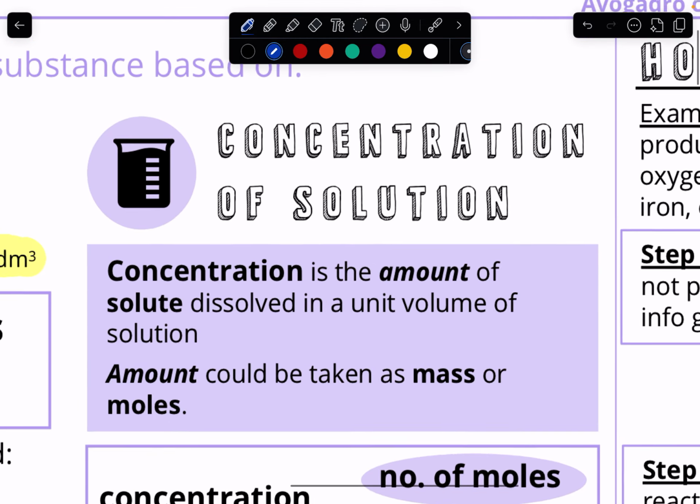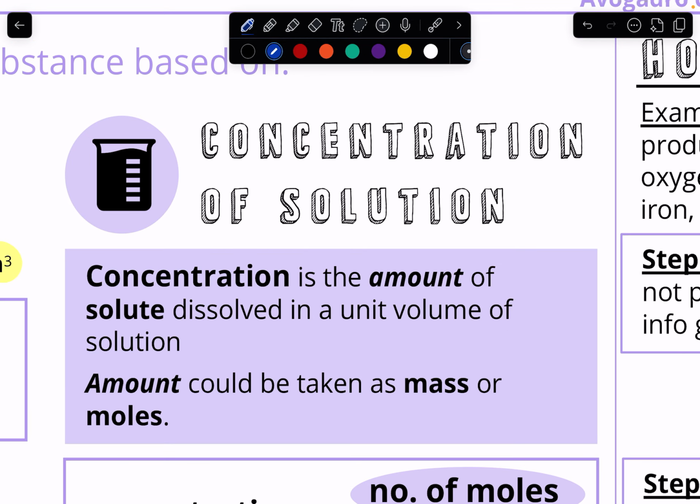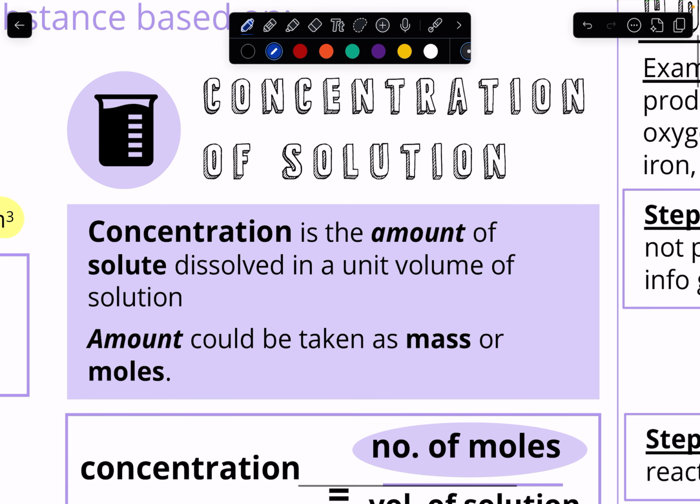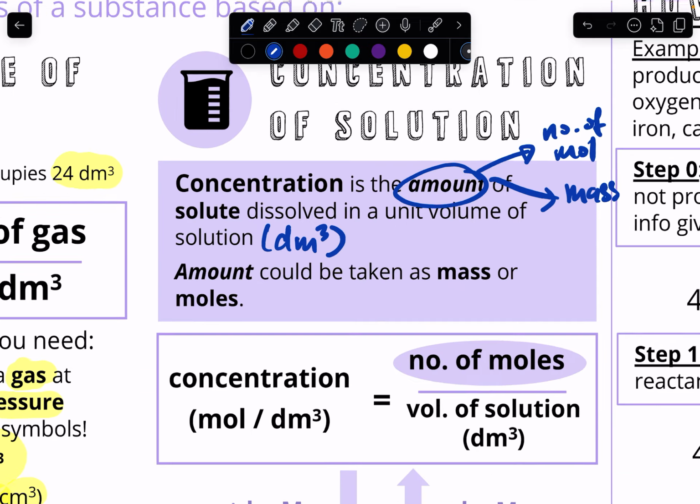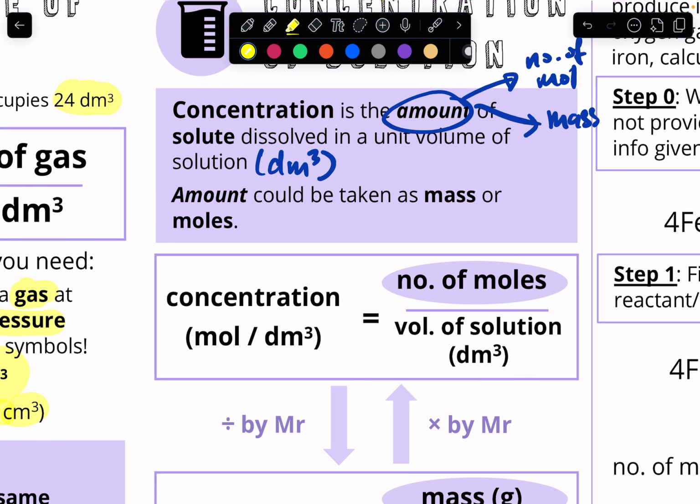Then let's look at concentration of solution. So what is concentration? Concentration is the amount of solute dissolved in a unit volume of solution. Now typically this unit volume is in dm3, and the amount can be taken in two ways, right? Amount, I can look at number of moles. Amount can also mean by mass. So that's why for concentration, there are actually two formulas. It depends on what is the unit of concentration that the question is asking you for.